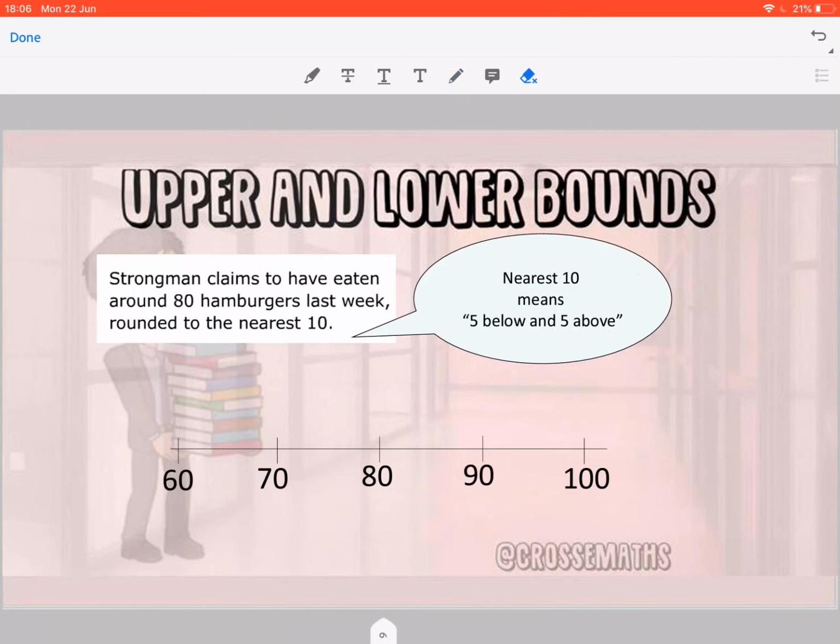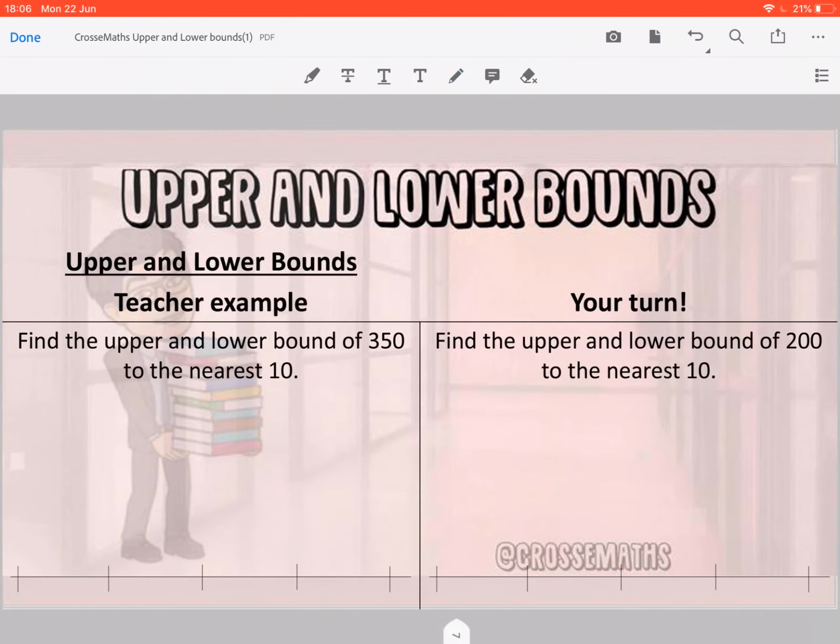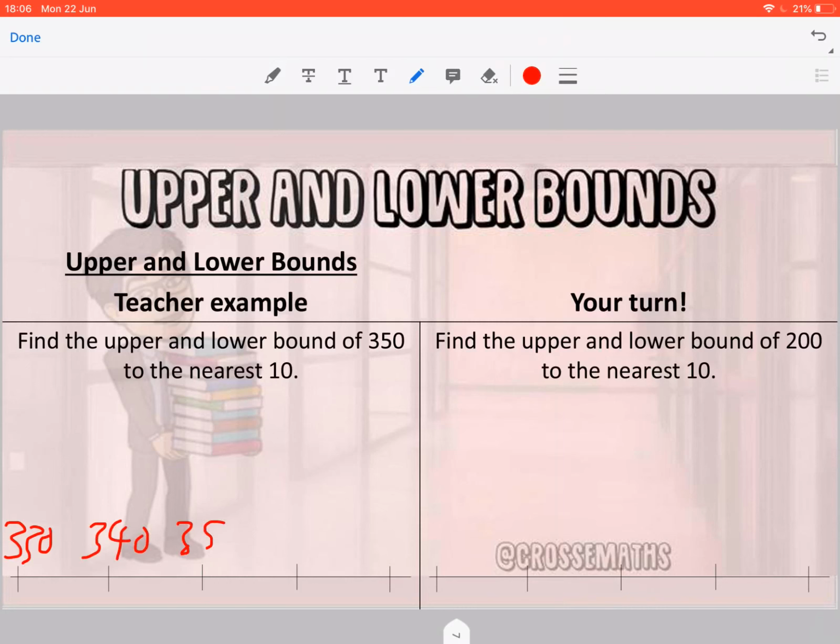That's the important bit you've got to stress with upper and lower bounds. Now there is a quick way of doing it. I'll talk to you about that in a minute. First things first. Find the upper and lower bound of 350 to the nearest 10. So let's say I got 330, 340, 350, 360, and 370 done by here. Okay, we want 350 to the nearest 10. This is going to be 5 above and 5 below.